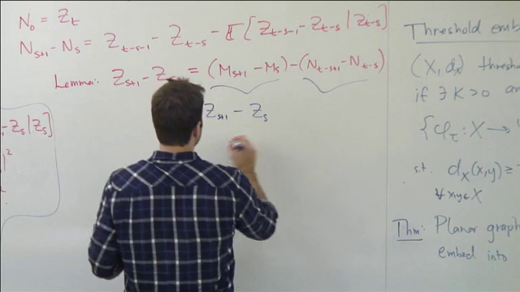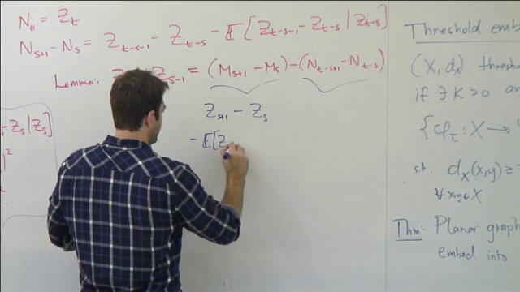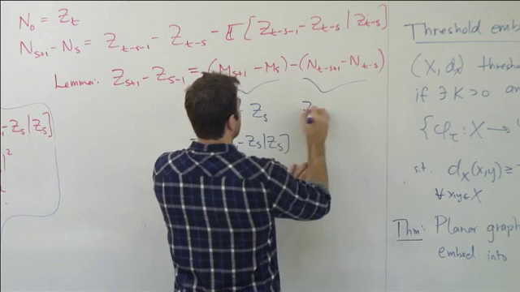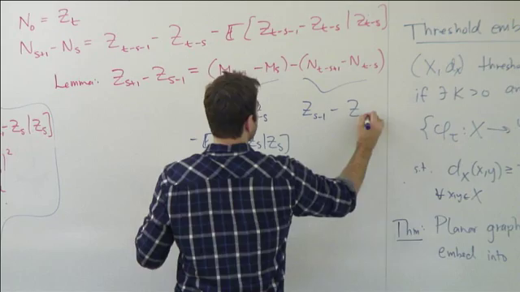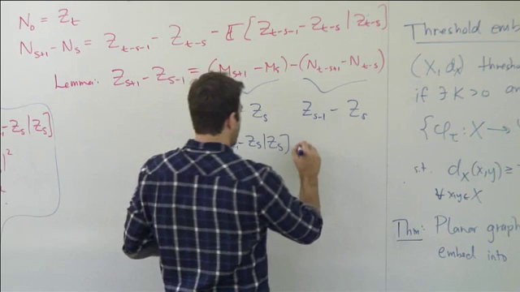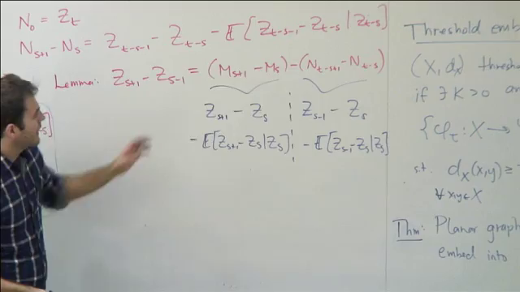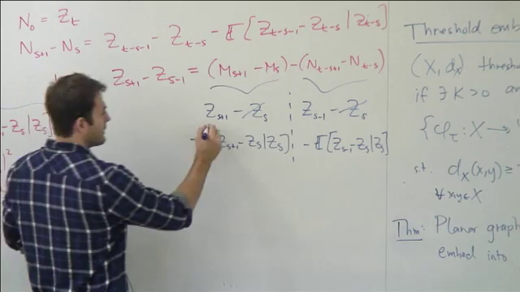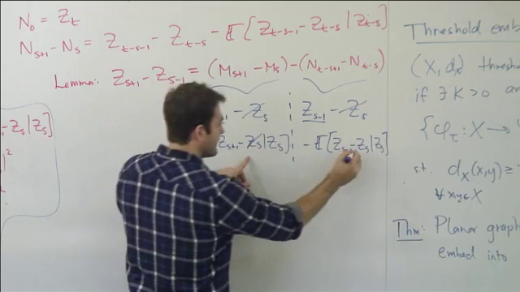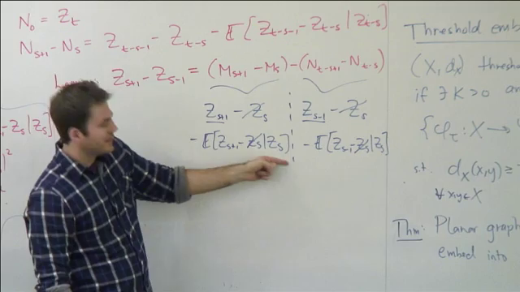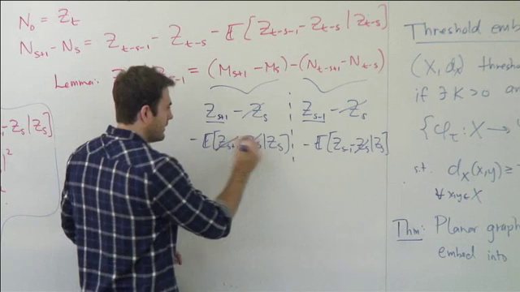So you get Z_{s+1} minus Z_{s-1}, minus the expectation of this conditioned on this. And here we get Z_{s-1} minus Z_s. So again, you take t minus this, and you get s minus 1, minus the expectation of this. Now we're subtracting this from this, so this cancels. Here we get the right thing, Z_{s+1} minus Z_{s-1}. Z_s cancels. And now we have reversibility. The expected value of Z_{s+1} conditioned on Z_s is exactly the same as the expected value of Z_{s-1} conditioned on Z_s. So that cancels as well.